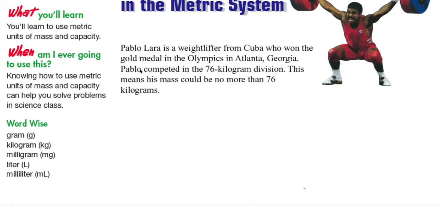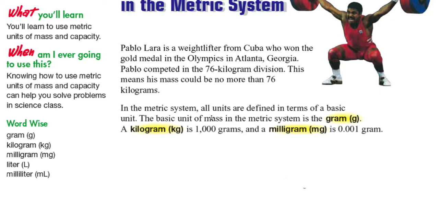Pablo Lara is a weightlifter from Cuba who won the gold medal in the Olympics in Atlanta, Georgia. Pablo competed in the 76 kilogram division. This means that his mass could be no more than 76 kilograms.